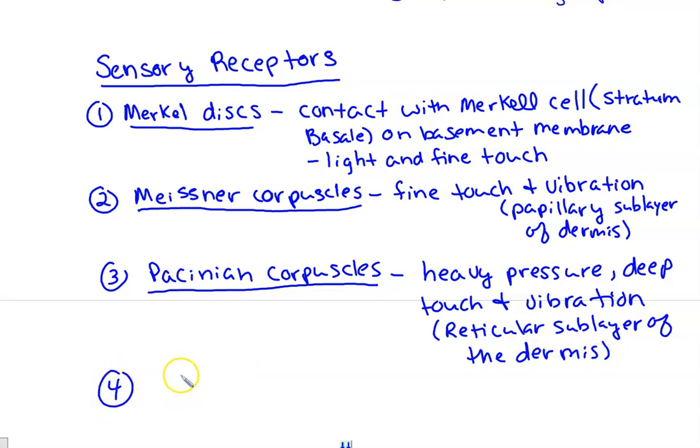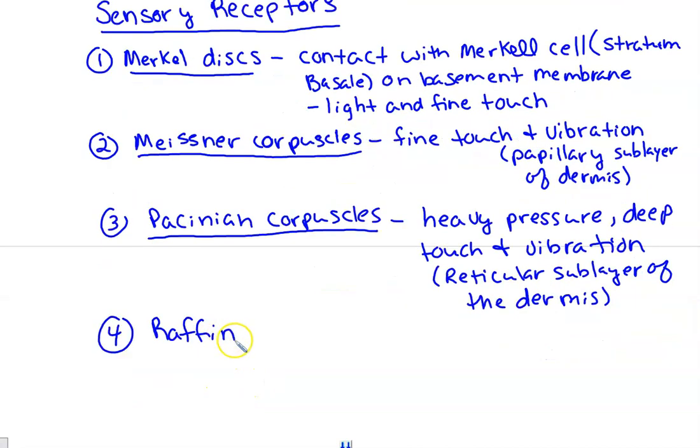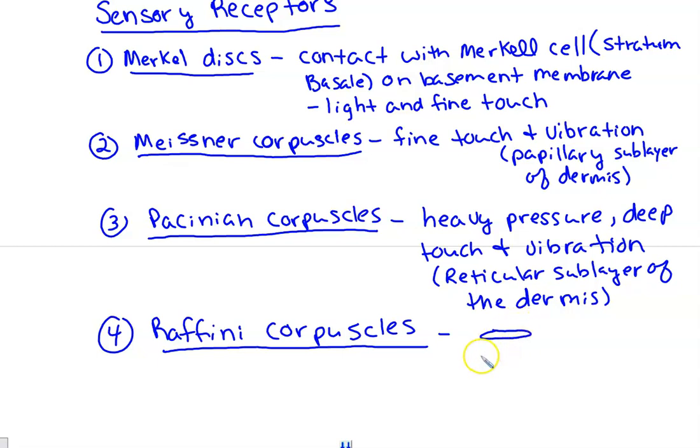And our last one is the Ruffini corpuscle. And if we notice, those were going in a horizontal direction in that reticular sublayer. And so they are actually going to detect stretching, your skin stretching, based on how they're located. So they get stretches of the skin. About to run out of room for my G. So skin stretching there. So those are our four main receptors that you need to know for your integumentary system.